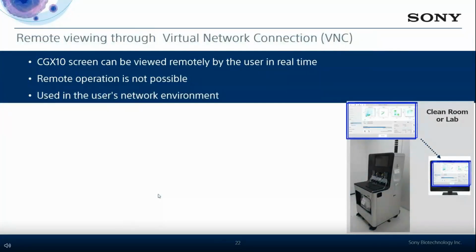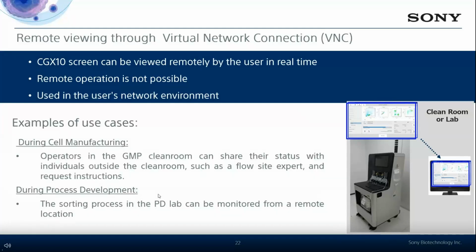Last, I want to talk about some new features on the Sony CGX10. A new feature that is available with the system now is remote viewing through virtual network connection. The CGX10 screen can be viewed remotely by users in real time by a wired computer. Due to 21 CFR Part 11 compliance requirements, we cannot remotely operate the system. However, the flow cytometry expert can be positioned outside of the clean room, minimizing the number of personnel that need to be in that space, but still offer advice and direction for the workers in the GMP clean room.